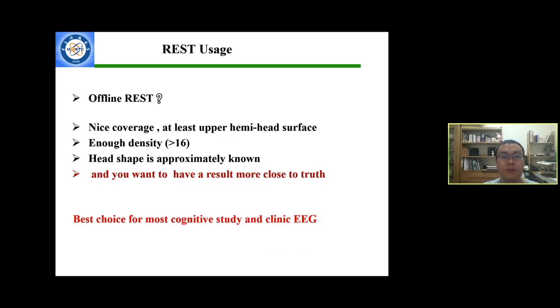Now this is a brief introduction to the EEG usage. And for using REST, the conditions are a nice coverage of at least the upper half of the head surface and enough density.